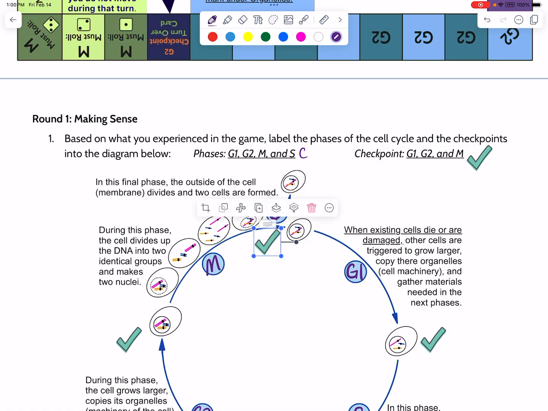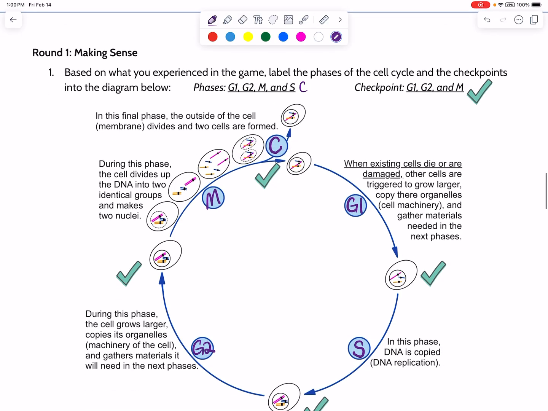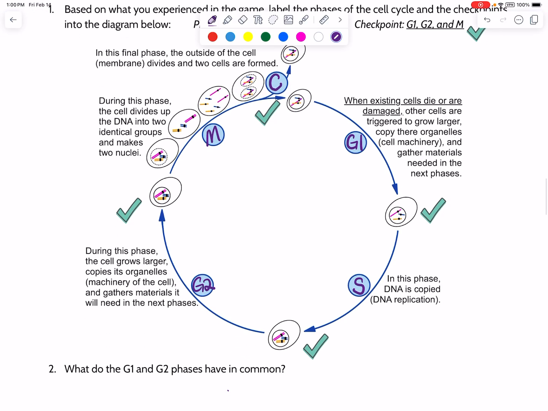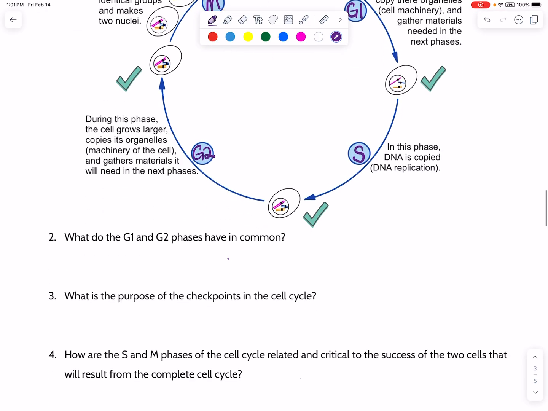And so that was our last checkpoint there, right before that cytokinesis, so that we could double check to make sure that that cell was going to have what it needed. So at each of those points, the cell has a chance to say, oh, nope, not going to happen, and to go through apoptosis, my favorite word, apoptosis.